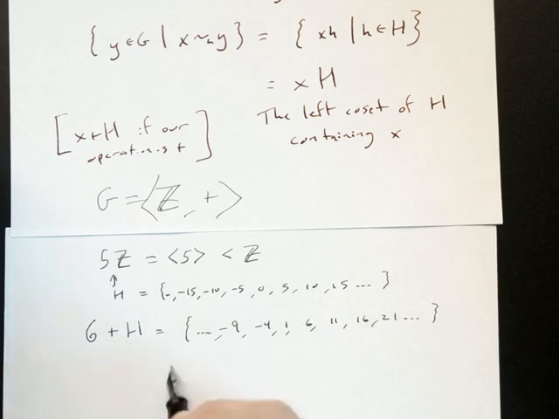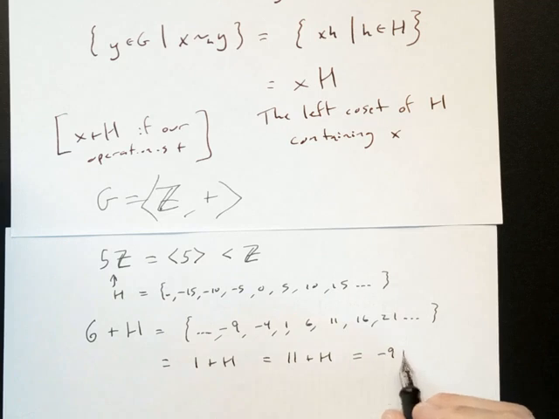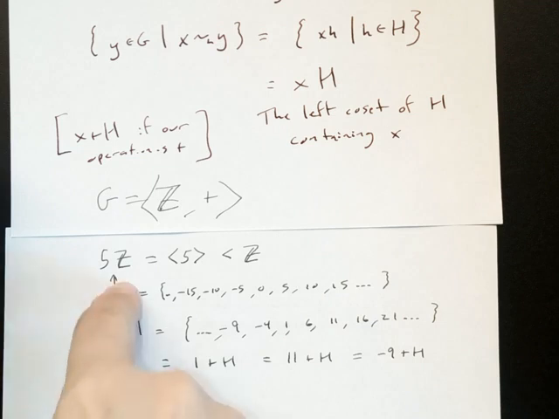But clearly, I could just as easily have added 1, or I could just as easily have added 11, or I could just as easily have added minus 9. Any of those numbers would give me this same set. How many different sets can I get with this idea? Within 5Z as H, how many total sets are available to me? I've got H, I've got this one. How many others?